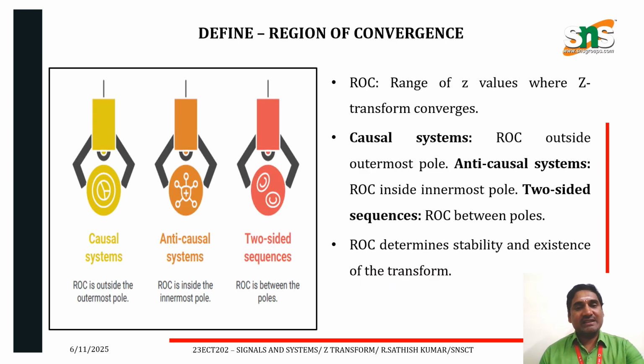And then ROC means the range of values of z where the Z transform converges. It is used to find the stability and the causality of the system. Why we use the region of convergence: for causal systems, the ROC is outside the outermost pole, and for anti-causal systems, the ROC is inside the innermost pole. For a two-sided sequence, the ROC is between the poles. ROC determines the stability and existence of the transform.